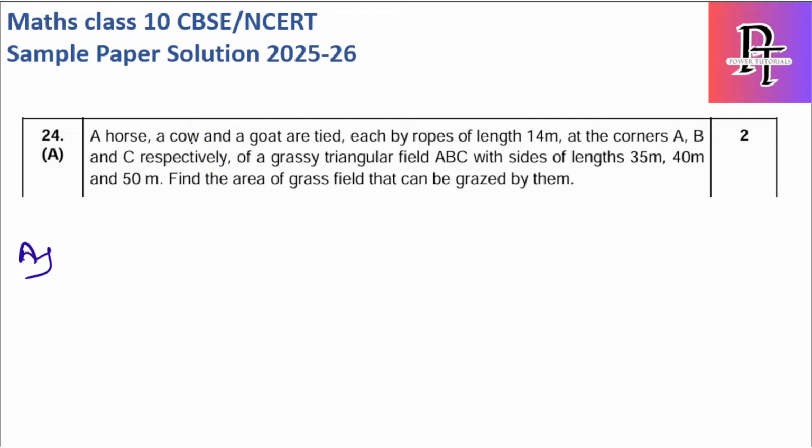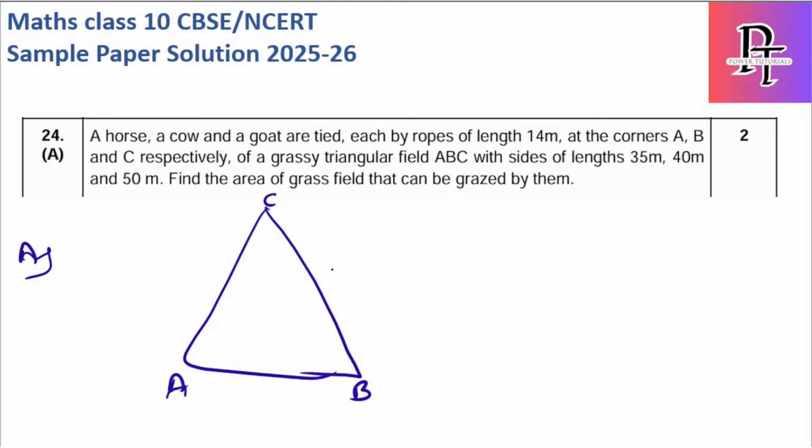We are saying that a horse, a cow and a goat are tied each by ropes of 14 at the corners A, B, C respectively of a grassy triangular field. So we have a grassy triangular field ABC. Let's assume here it is the horse with 14, then we have the goat with 14, and then we have the cow, whose distance is also 14. So this is the grass field. Okay, so this can cover this much of a sector.